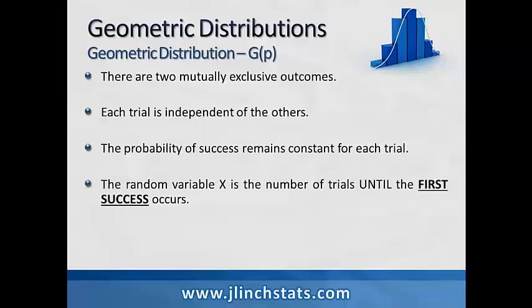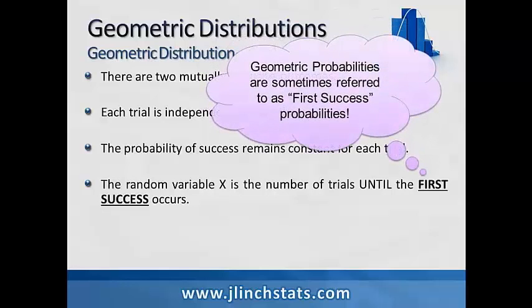The random variable x in a geometric distribution is the number of trials until the first success occurs. Geometric probabilities are sometimes referred to as first success probabilities. When will my first success occur? That's what we're asking in a geometric probability question.